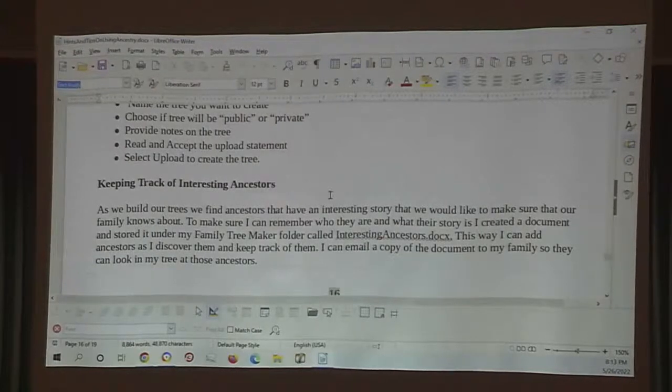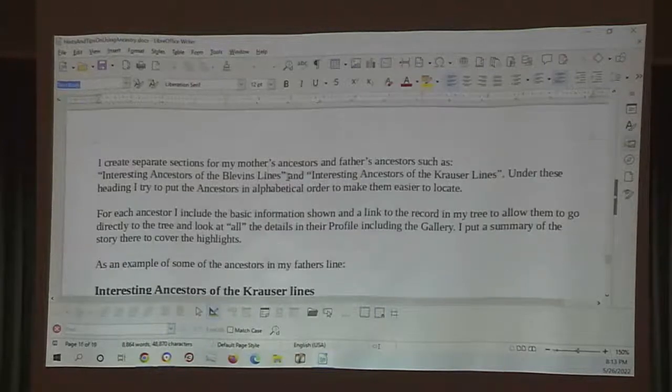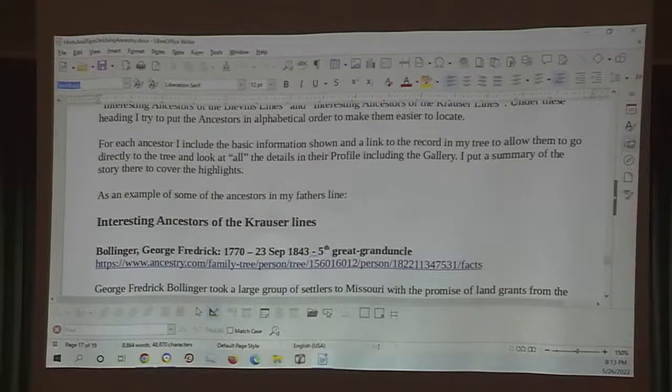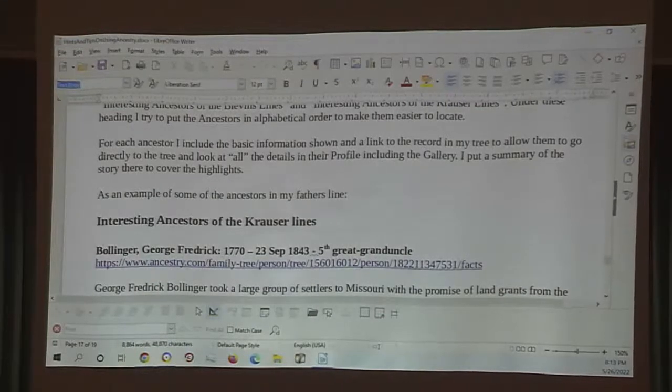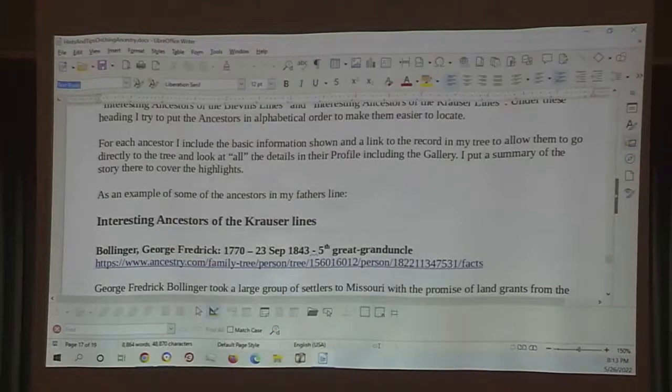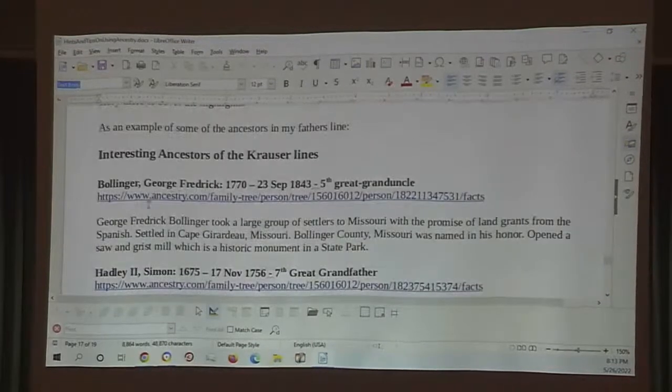What I suggest is you create a Word file, and you call it Interesting Ancestors, okay? And in that Word file, you create a father, the Blevins side and the Krauser side. And then you put the interesting ancestors and you type out something about them. So right here, this is an example of my Word file. Interesting ancestors of the Krauser line.